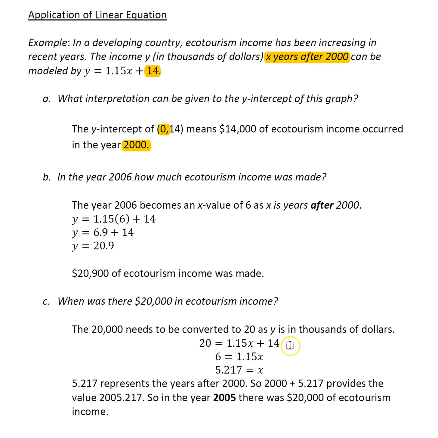I begin to solve this equation by subtracting 14 from both sides of the equation. I have 6 equals 1.15x. I divide by 1.15, and I arrive at an x value of 5.217. The 5.217 represents the years after 2000. So I take the year 2000 and I add on our answer. This provides the value of 2005.217. It tells us in the year 2005, so sometime in the year 2005, there was $20,000 of ecotourism income.